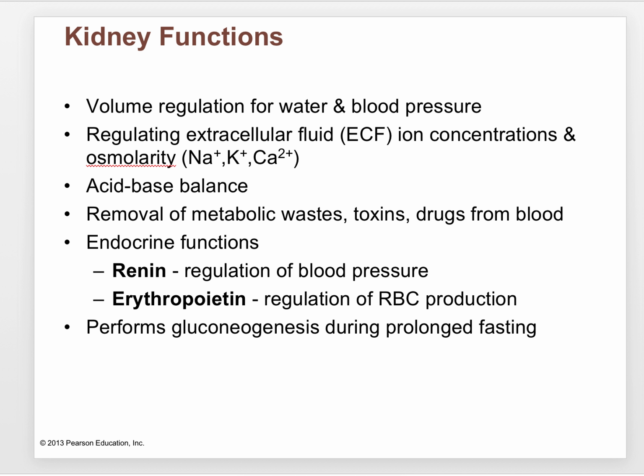The kidney has endocrine functions. There's a couple of hormones that are produced by the kidney. One is renin, which regulates blood pressure, and another is erythropoietin, which regulates red blood cell production. And the kidney functions to perform gluconeogenesis. That's the production of glucose during times of prolonged fast.